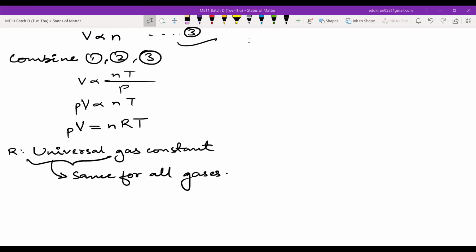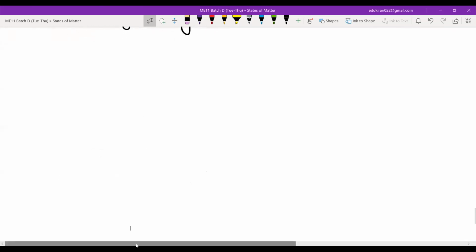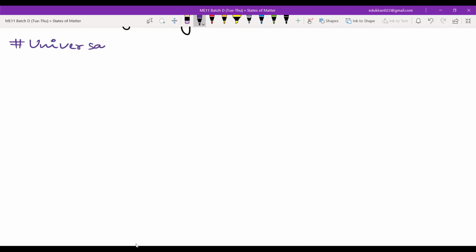Done na? Now let us write. So we are done with the derivation. Now we will write the universal gas constant. What is it actually? What is the universal gas constant and what does it represent? Write down universal gas constant. Universal gas constant R.